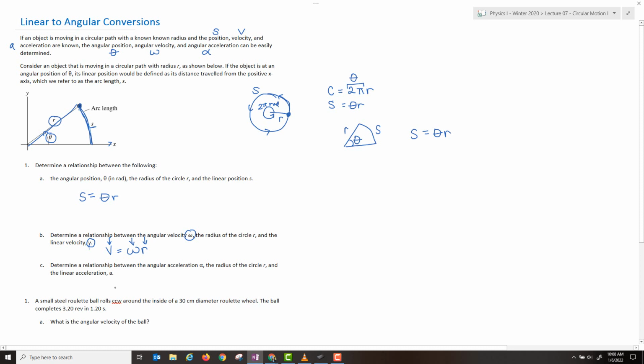Same thing for the next equation. We want to find a, which would be alpha r. So in each case, we're just multiplying the angular version of a kinematic variable by r to get the linear version, a.